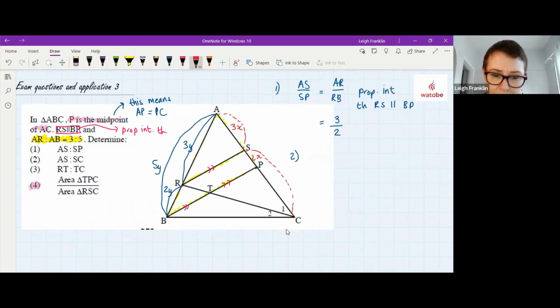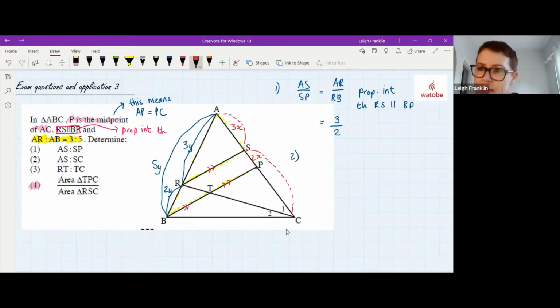So now the only bit that's missing is going to be PC. Can we see that? So PC is missing here. Is there a way in which we can work out what PC is going to be? Yes, as AP is equal to PC. So if we add AS and SP, which is going to be 5, that means PC will also be 5.